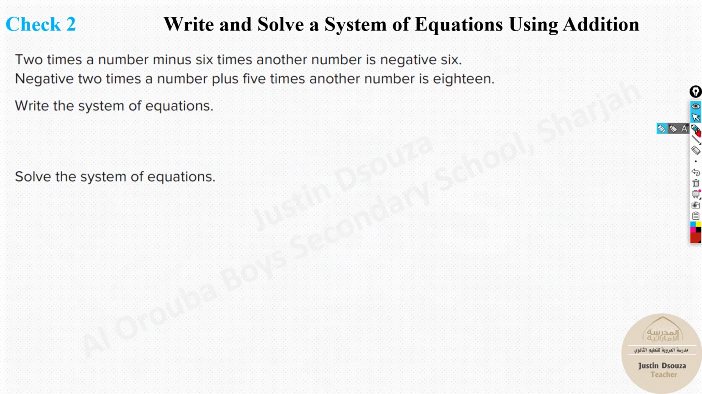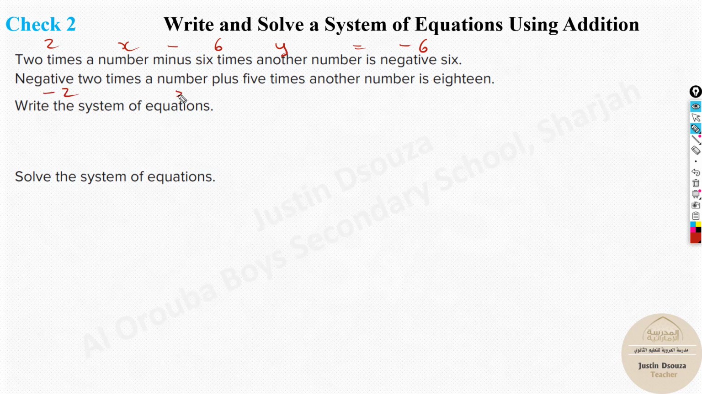Now over here, again a similar problem. Please do try it by yourselves and then check the video. Here we have 2 times a number minus 6 times another number is negative 6. So let's write it out in the question itself. 2 times a number, let's take it as x, minus 6 times another number is negative 6.